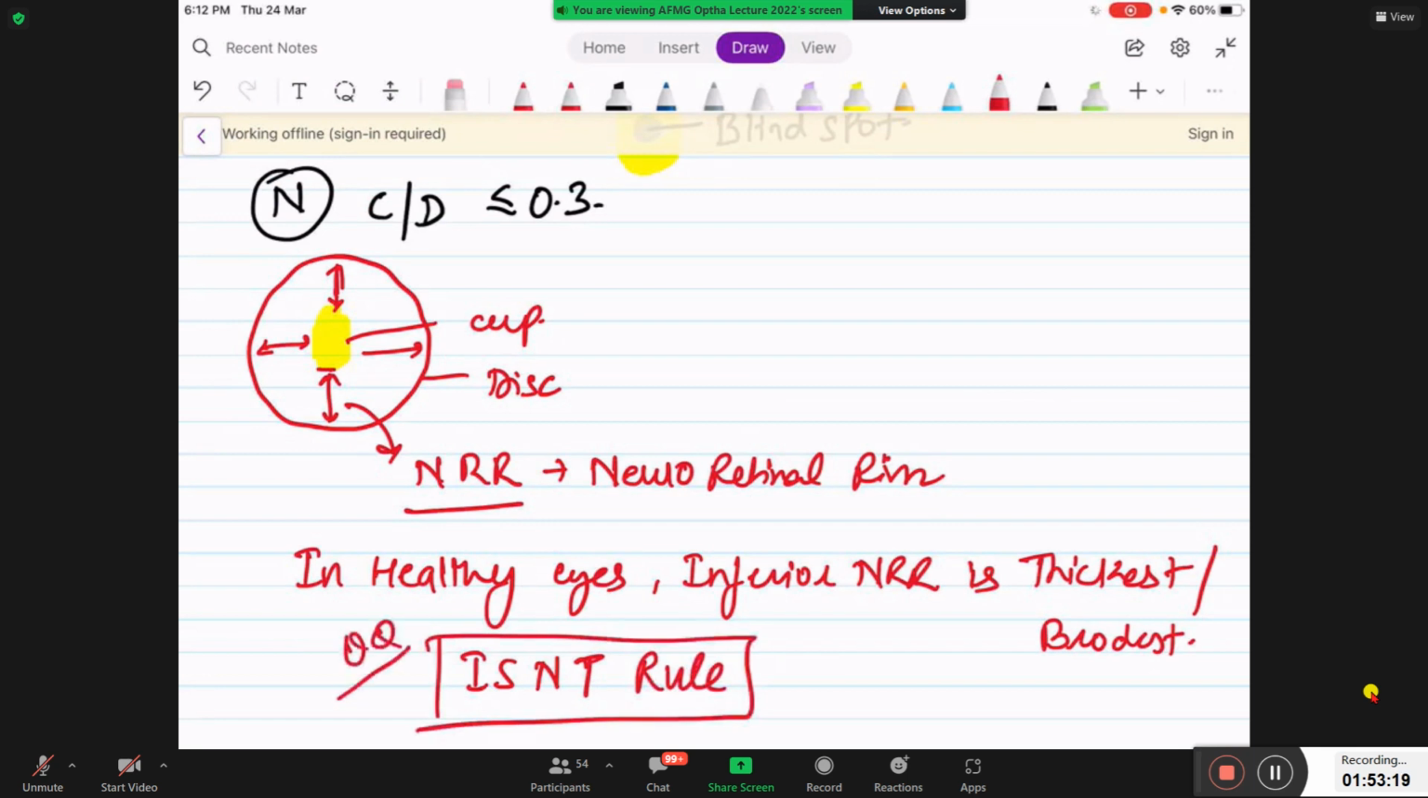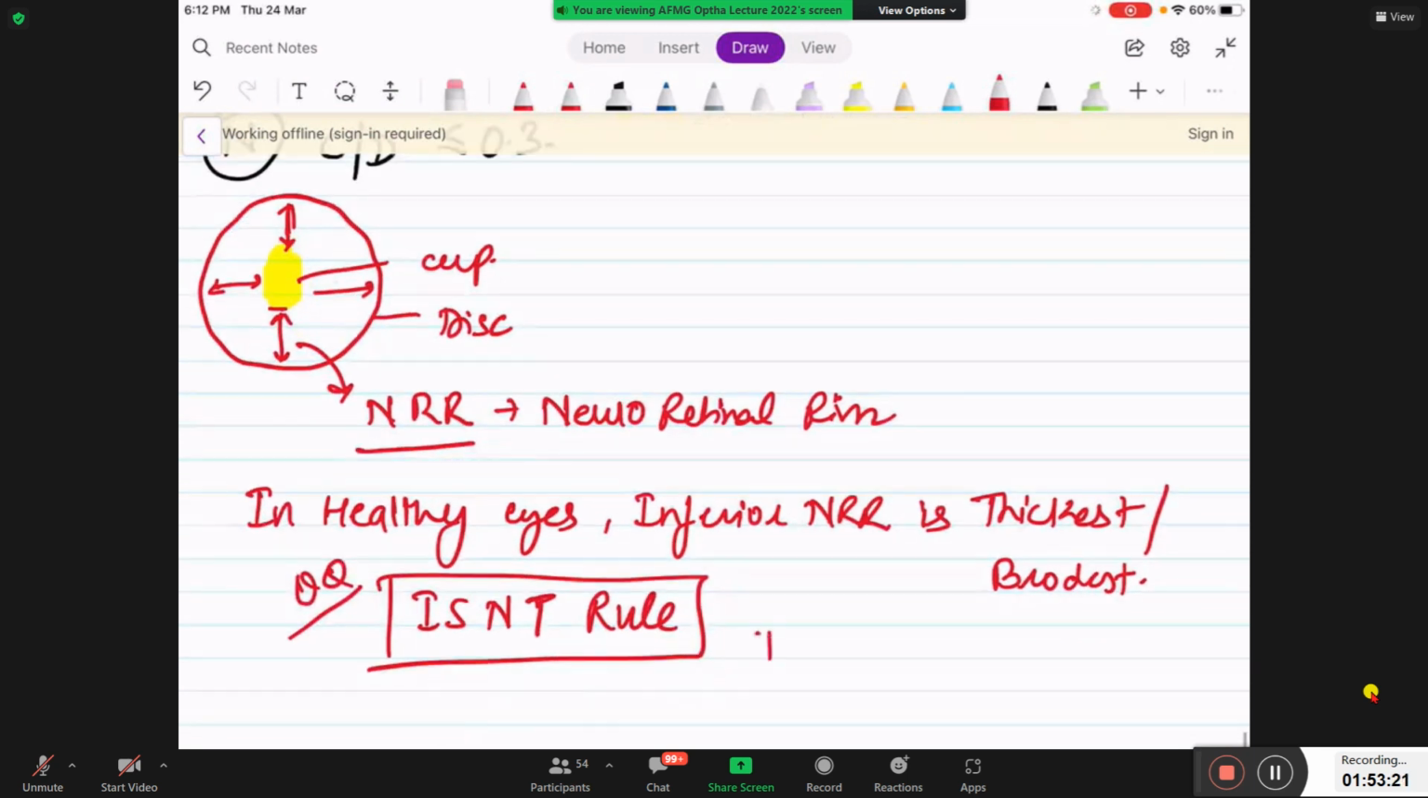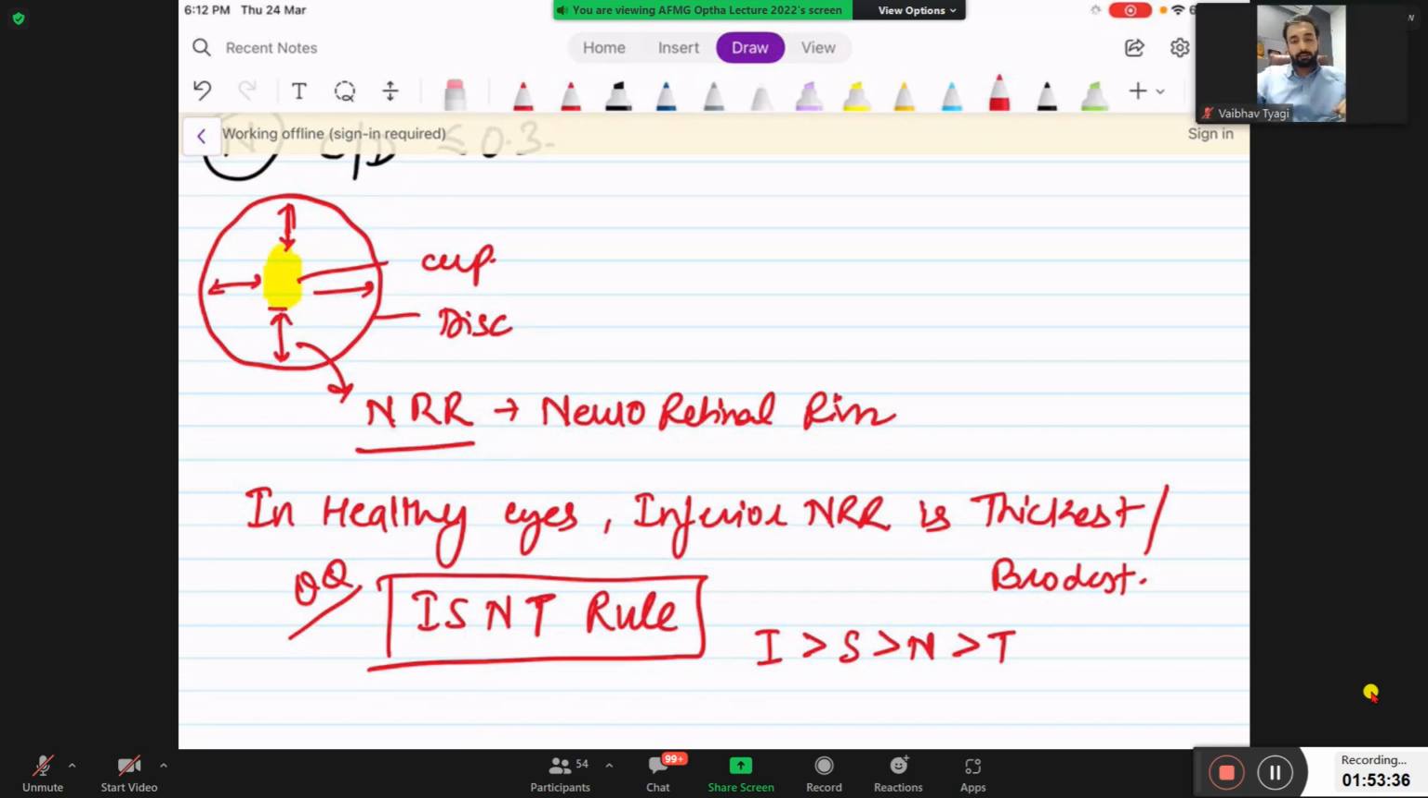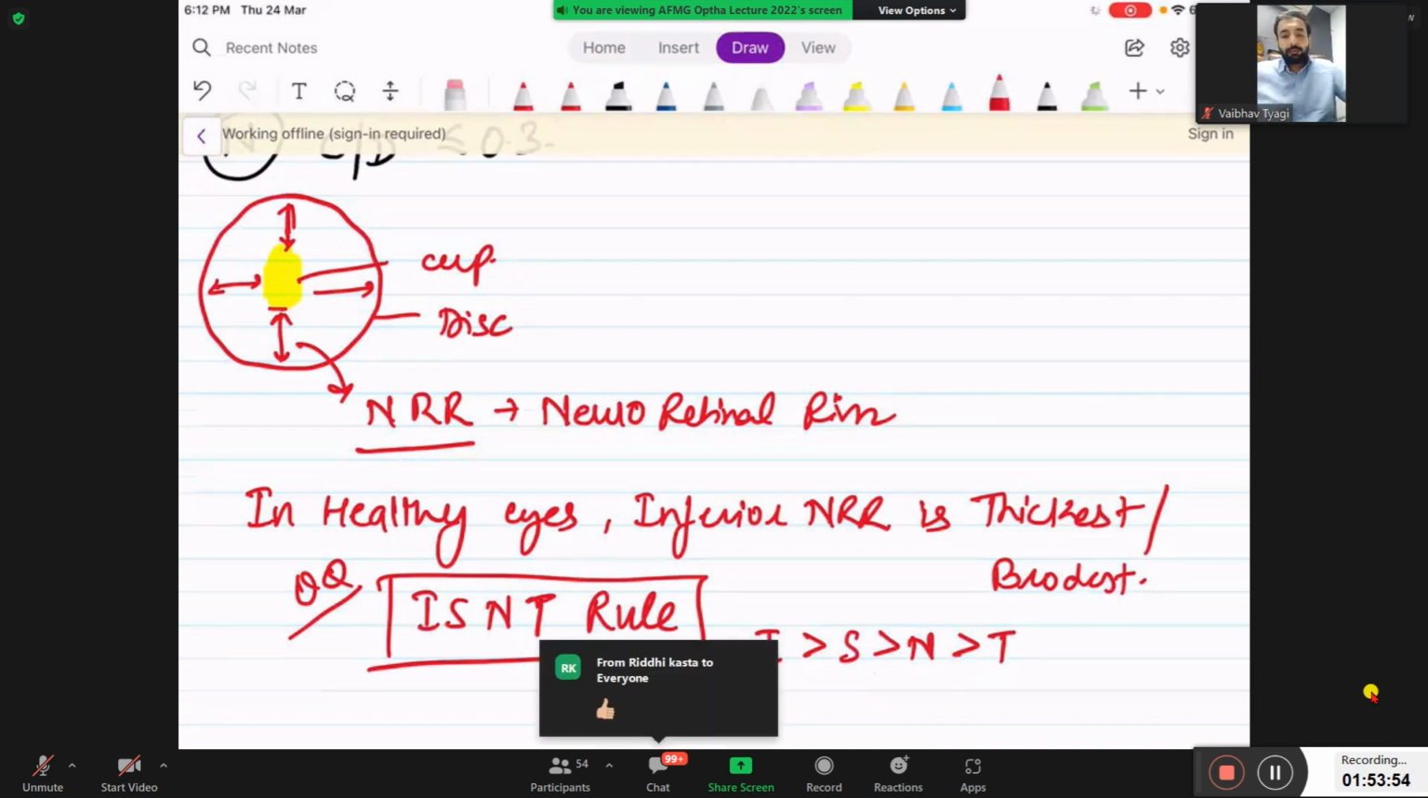That is important for your exam. The ISNT rule means that the inferior NRR is broadest, followed by superior, followed by nasal, and then temporal. So the inferior one is the broadest in healthy individuals. Clear what is NRR and what is the ISNT rule? Any doubt? Should I repeat? Give me a thumbs up if it is clear. Repeat. Okay.